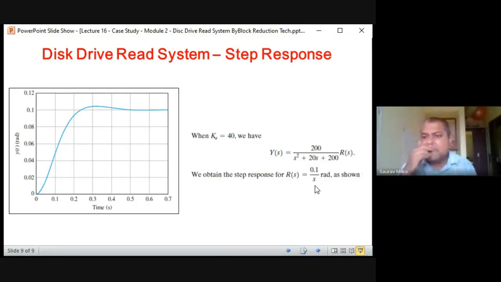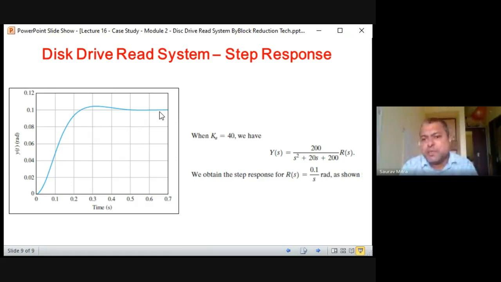Very small amplitude of DC they are giving. So 0.1 into u(t), Laplace transform is 0.1 by s. So that is the input. You can see here 0.1 is the input, and you are finding that the response of the disk is almost reaching the same thing. Whatever DC voltage you are giving, this 0.1 is nothing but the DC voltage.